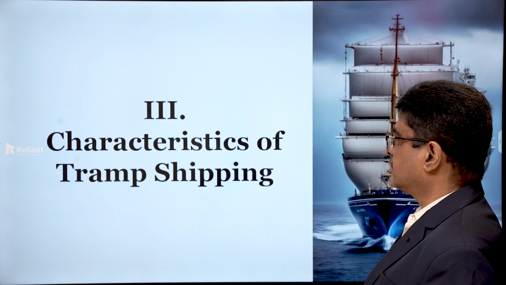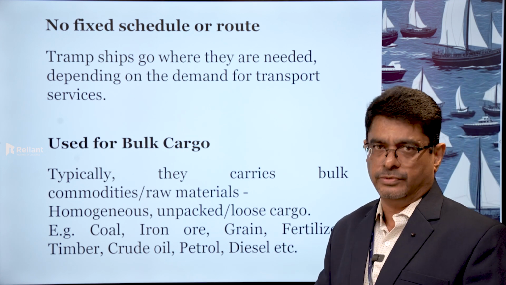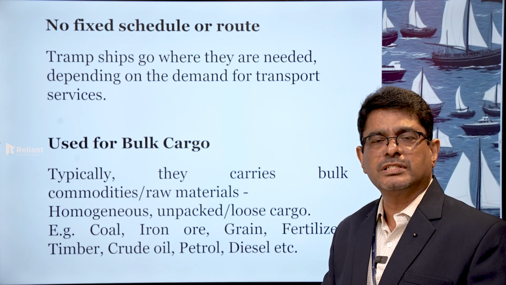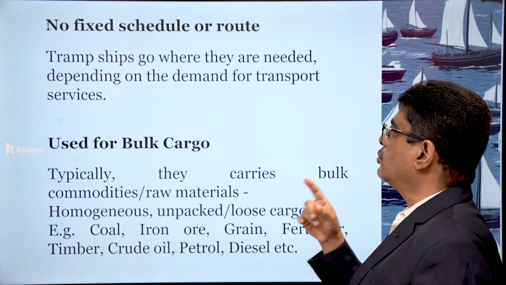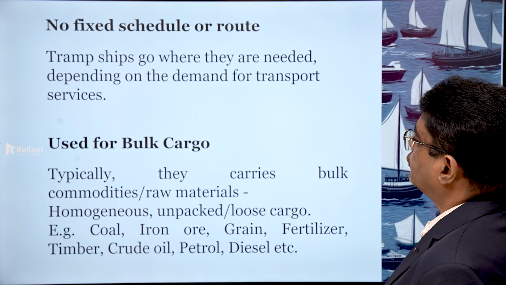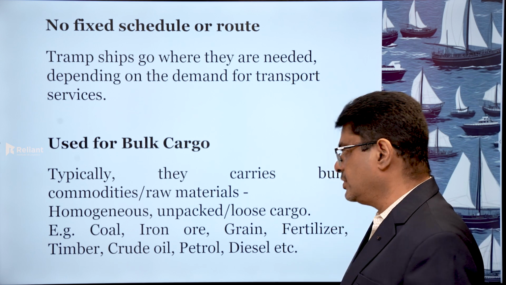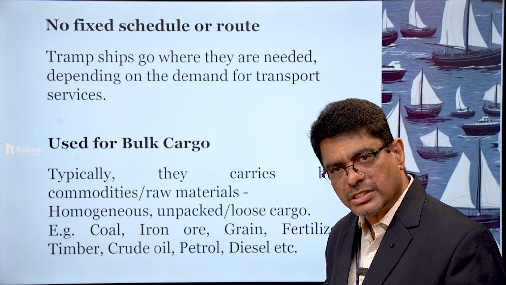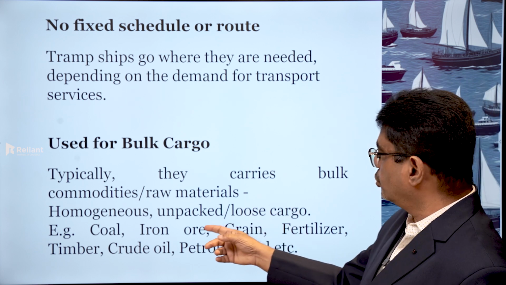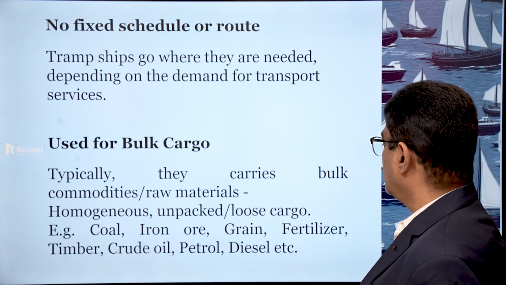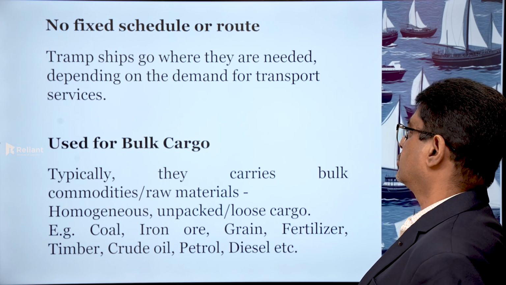So what are the characteristics of tramp shipping? There is no fixed schedule or route. This service is catered to the requirement of the shippers. Second, it's used for bulk cargo. They carry bulk commodities or raw materials which are homogeneous, unpacked, or loose cargo. The examples are coal, iron ore, grains, fertilizer, timber, crude oil, petrol, diesel, etc.